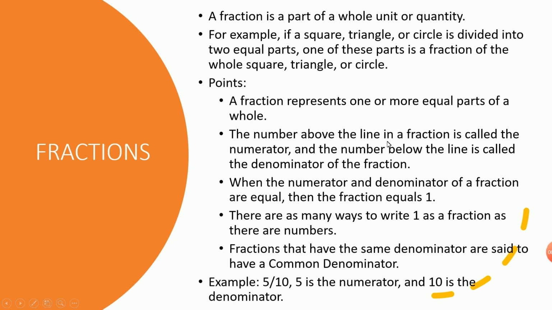Then the number above the line in the fraction is called the numerator. The number below the line is called the denominator. So when the numerator and denominator of a fraction are equal, then the fraction equals 1. So we know that. There are as many ways to write 1 as a fraction as there are numbers.